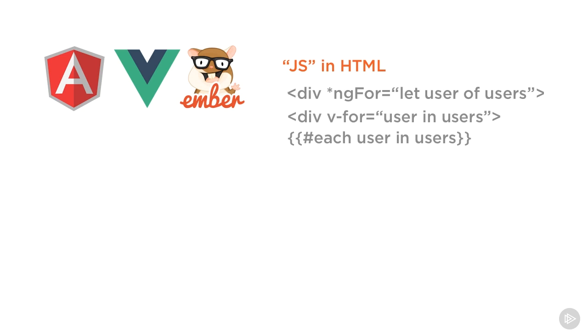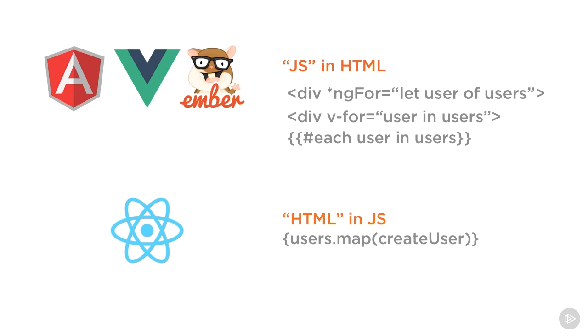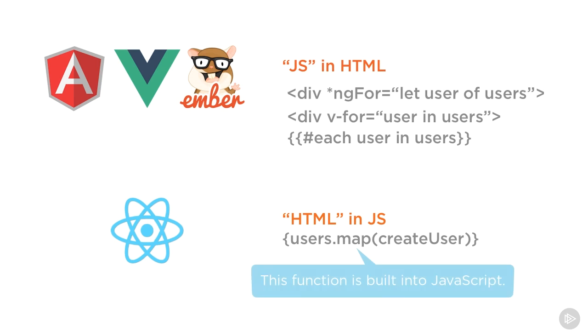React went the exact opposite route. Instead of trying to make HTML more powerful, React just handles HTML with JavaScript. You don't need to learn new framework-specific keywords, rules, and syntax for conditionals, looping, and so on. You just use JavaScript. JavaScript already has a built-in function for iterating over an array called map, so in React you just use plain JavaScript.